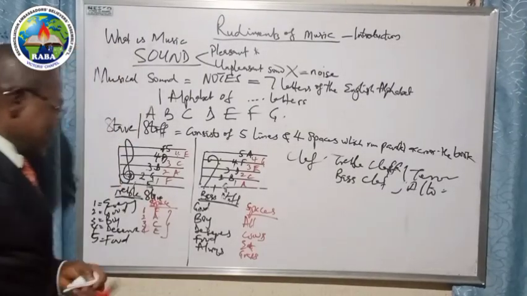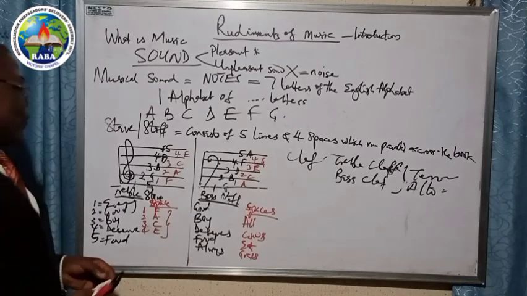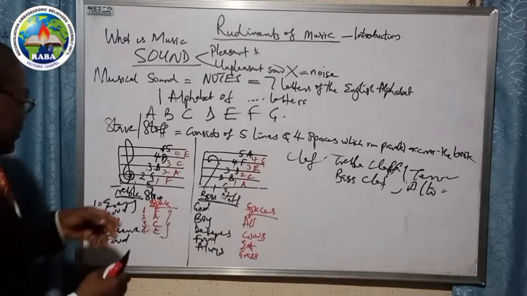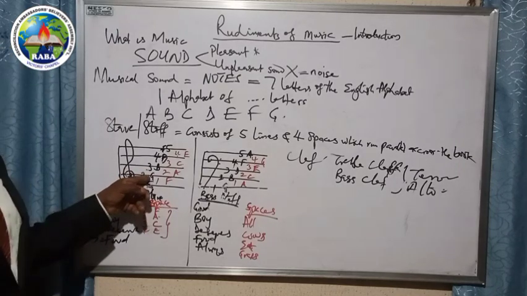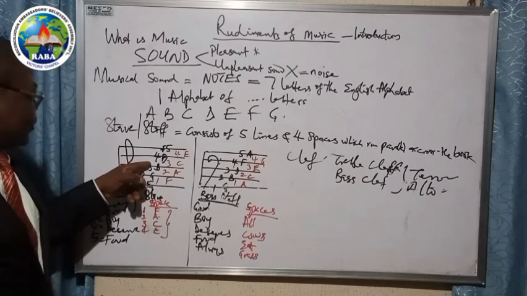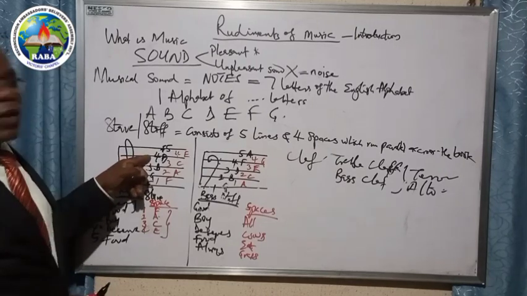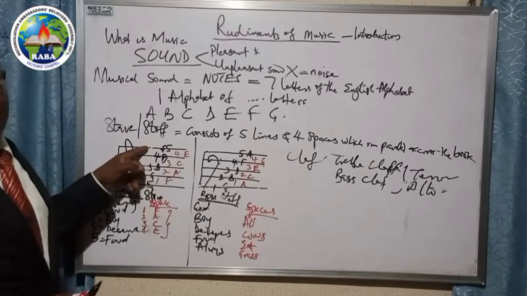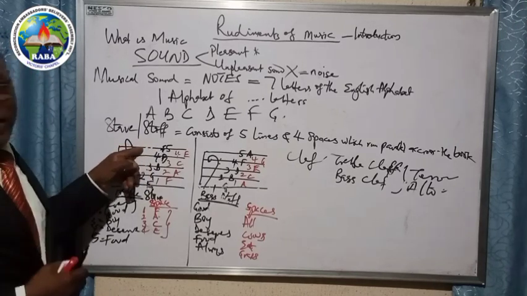Or you can learn it by saying that E is on the first line of the treble stave. G is on the second line of the treble stave. B is on the third line of the treble stave. D is on the fourth line of the treble stave. And F on the fifth line of the treble stave. You can understand it that way too.